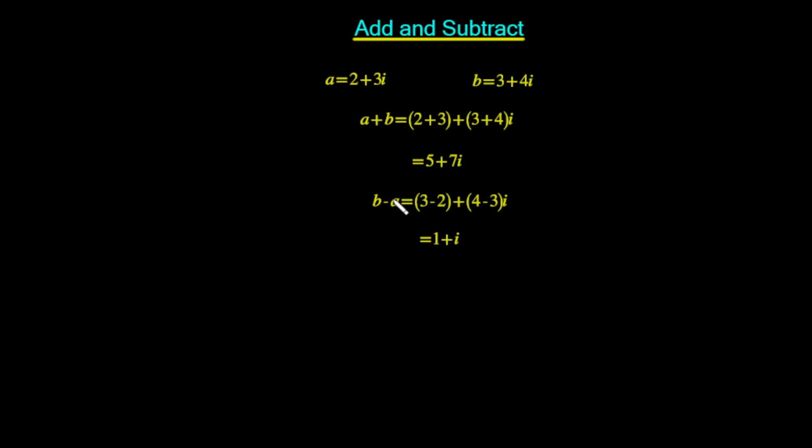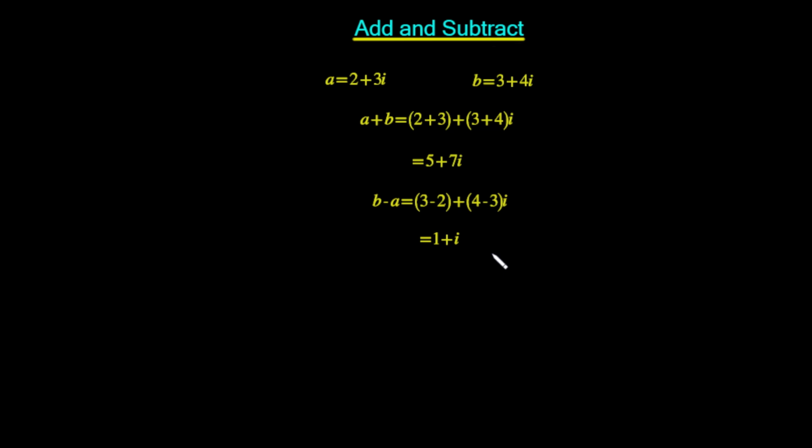Now in order to subtract, again we subtract the real and subtract the imaginary. So for b minus a, we'll have 3 minus 2 and 4 minus 3. So that's going to give us 1 plus i. So that's quite straightforward, and in fact we have already covered that whenever we looked at vector addition and subtraction.